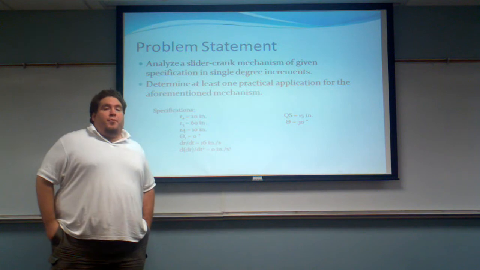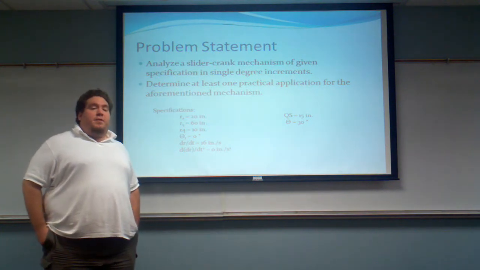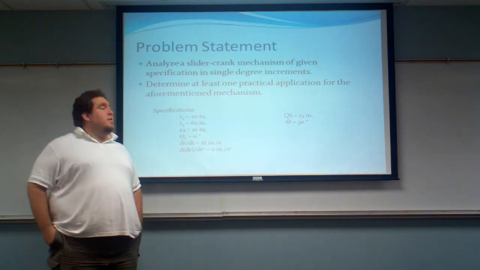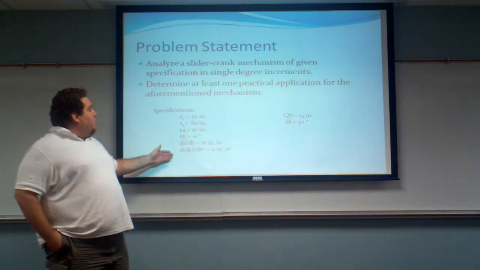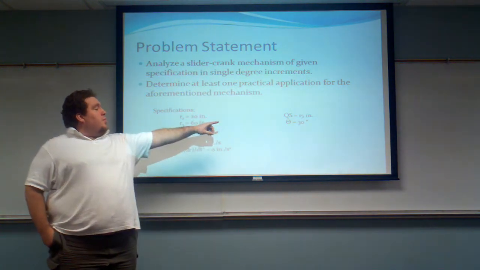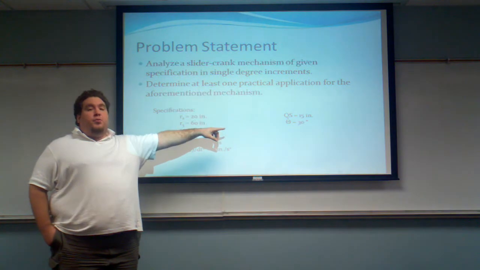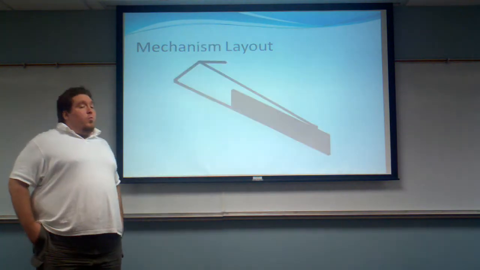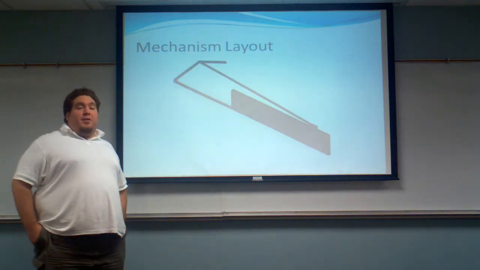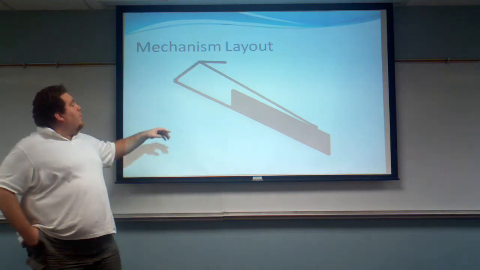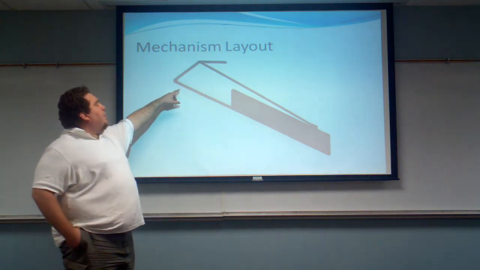The problem statement for the slider crank mechanism was that given a set of specifications, we had to plot the entire position analysis using these values. We also have an extension arm that goes from point 3 out 15 inches at an angle of 30 degrees relative to bar 3. We did this in 1 degree increments of theta 2 as our input value, and we plotted this entire range, and we also set up a model of it in SolidWorks.